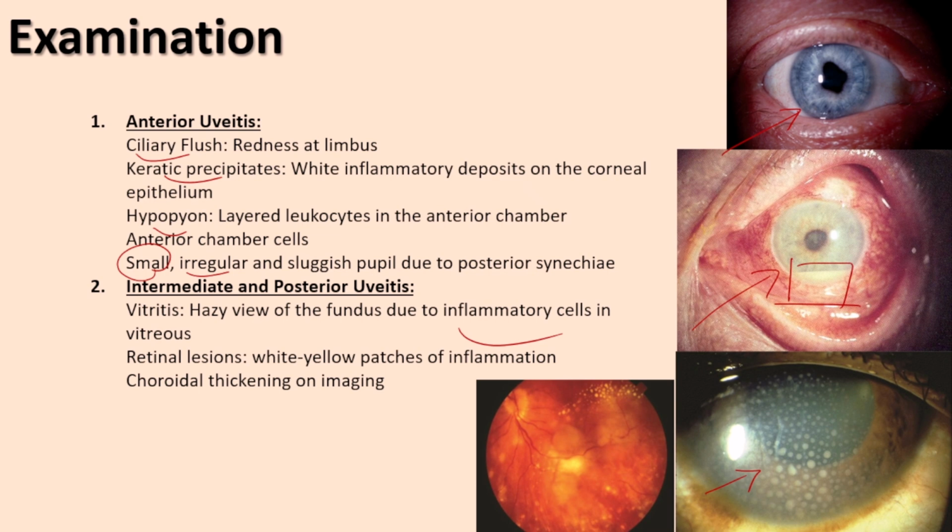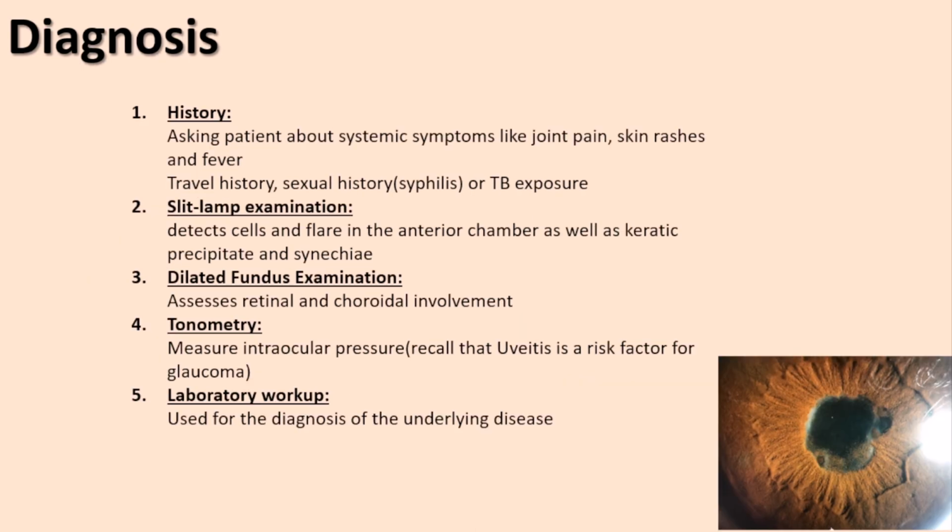Another finding is retinal lesions, and these are white-yellow patches of inflammation on the retina in the fundoscopic examination. And another finding here is choroidal thickening, which is visible on imaging. So now let's talk about diagnosis of uveitis.